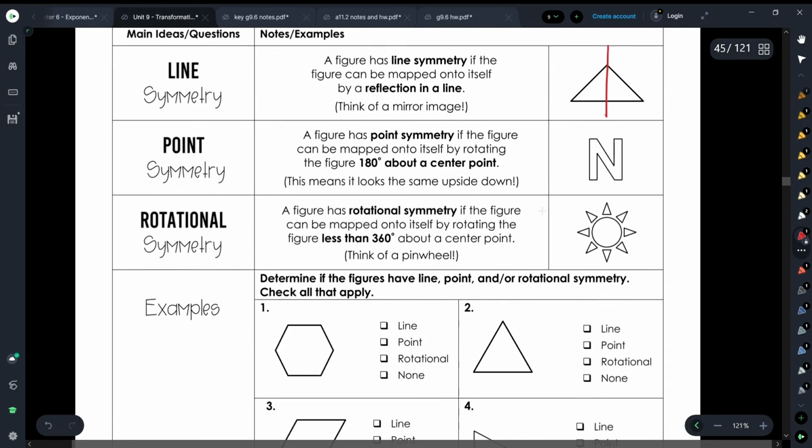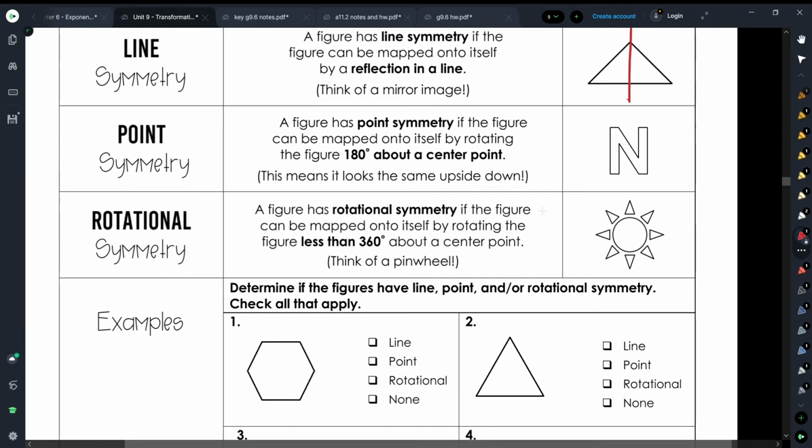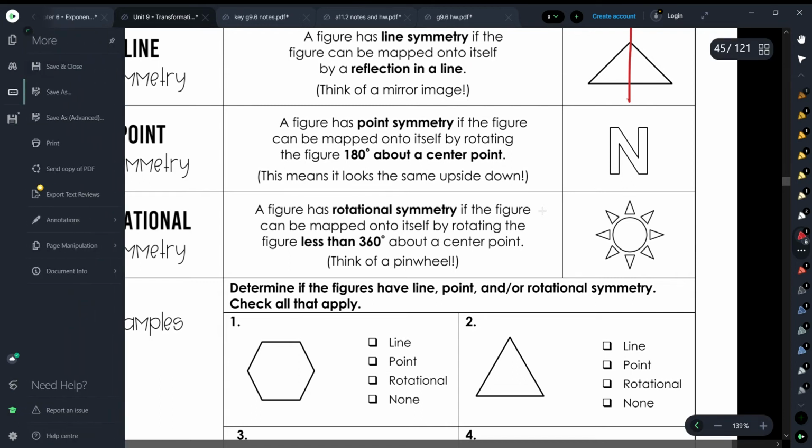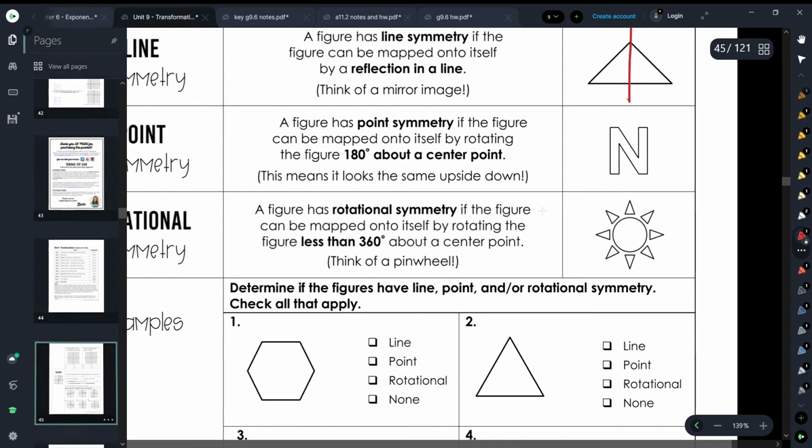The next type of symmetry is what we call point symmetry. A figure has point symmetry if the figure can be mapped onto itself by rotating the figure 180 degrees about a center point. Meaning it looks the same upside down. So if you turn your paper upside down and the figure looks exactly the same, then it has point symmetry.